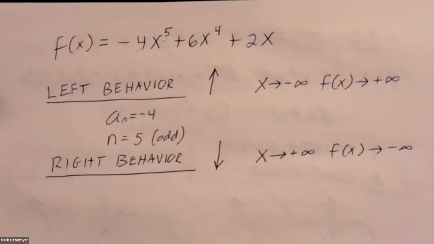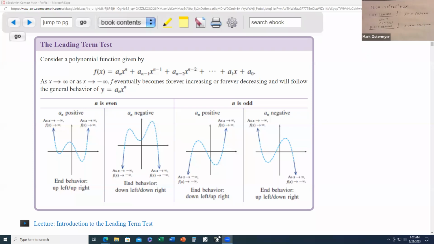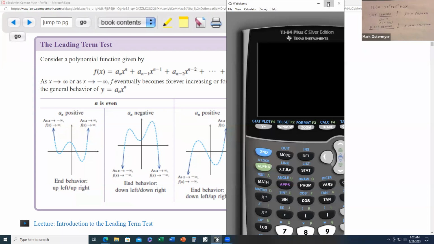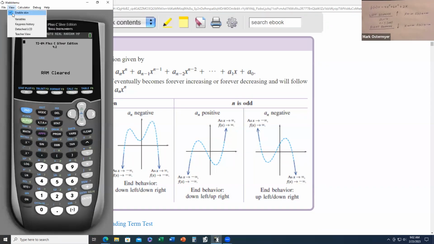All right. And you could confirm this later on, but if you just graph this on your graphing calculator here, you could definitely convince yourself that this is all playing out the way the theorem predicts. So if you throw this in your graphing calculator here.